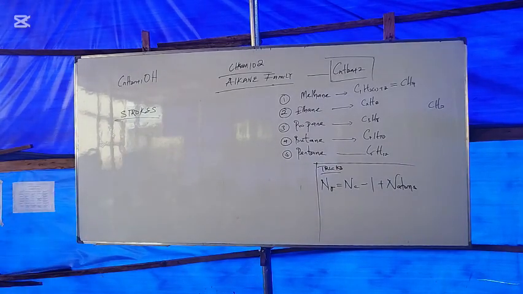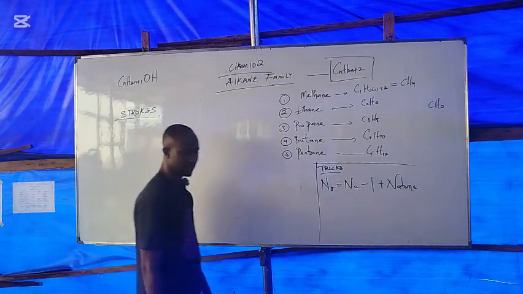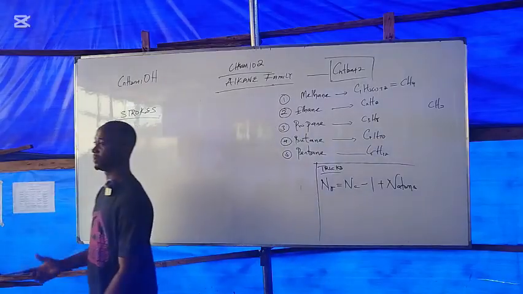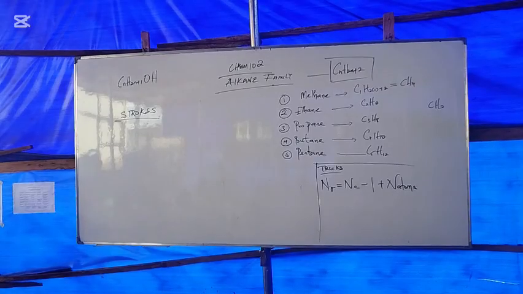Number 1: identify the longest continuous chain of carbon atoms. Identify the longest continuous chain of carbon what? Atoms. The longest continuous chain of carbon atoms.